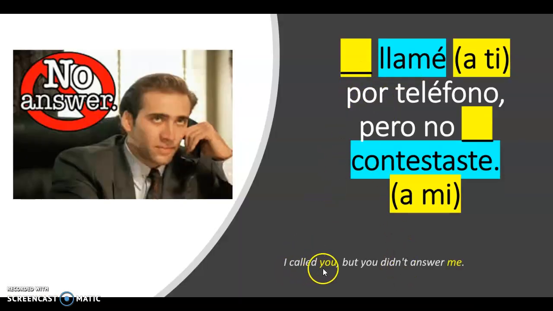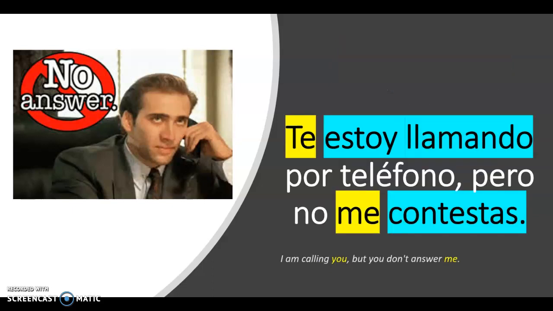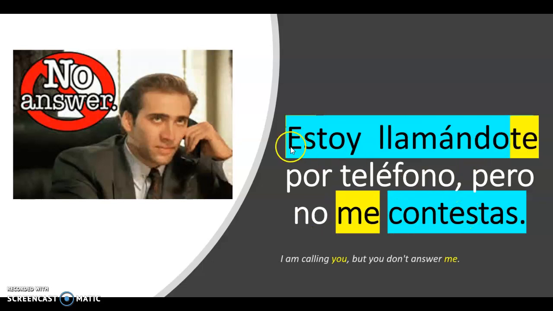So if I want to say I called you, but you didn't answer me, what would go in this blank for a ti? And what would go in this blank for a mí? Te llamé por teléfono, pero no me contestaste. If I'm calling you right now and you're not answering, te estoy llamando, pero no me contestas. Or estoy llamándote, pero no me contestas.